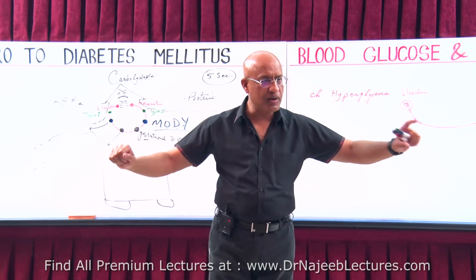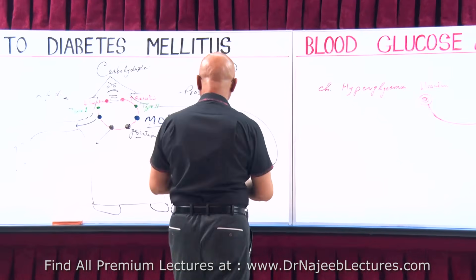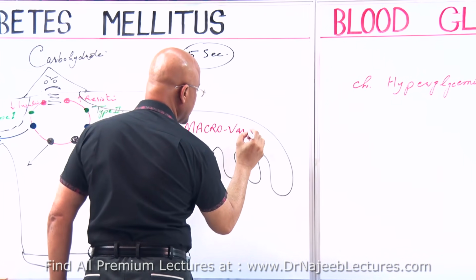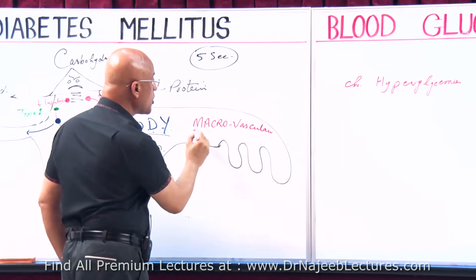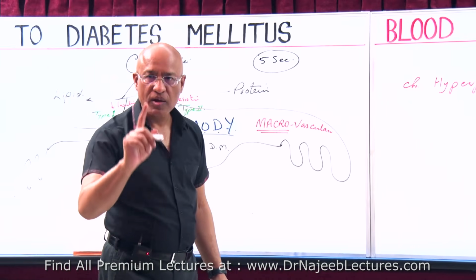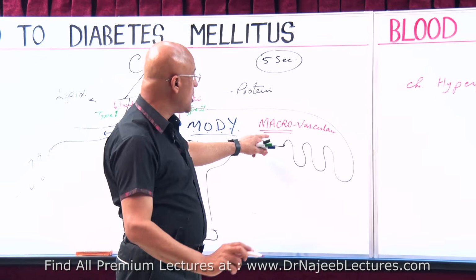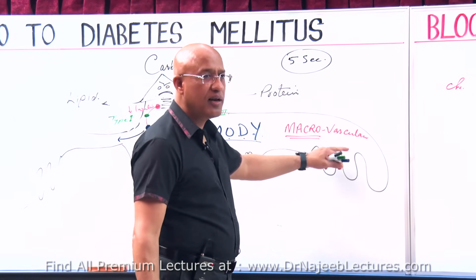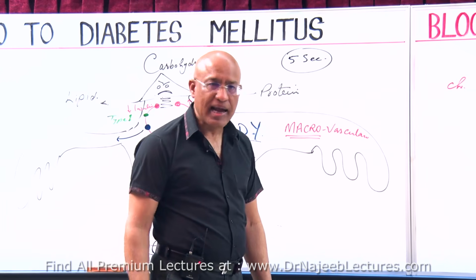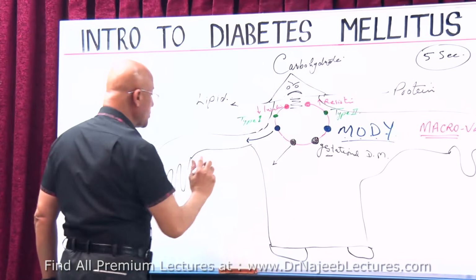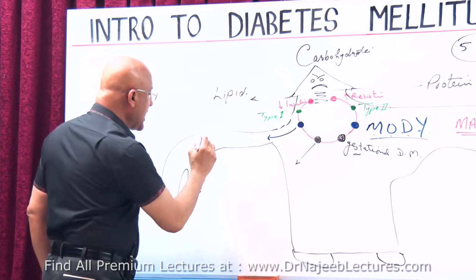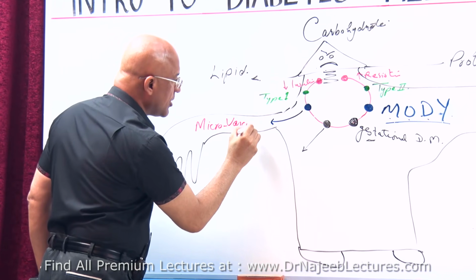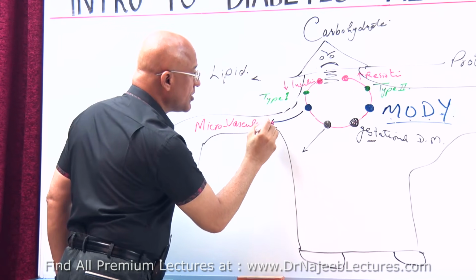Diabetes produces big vessel disease, which is called macrovascular complications, macroangiopathy, or we can say big vessel diseases in diabetes mellitus. And then it also produces small vessel disease, right? And that is called microvascular complications or diseases.